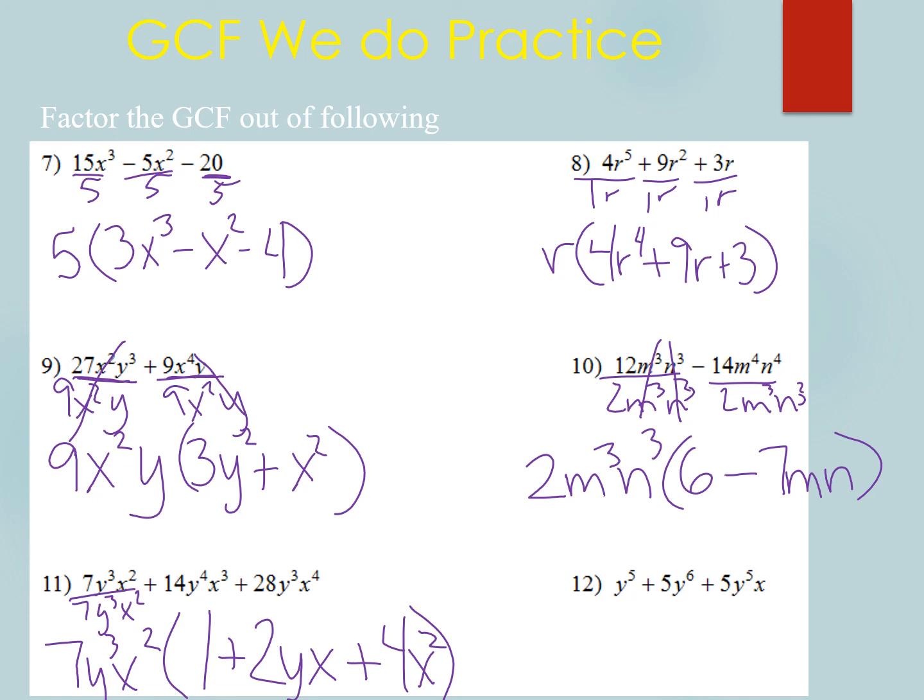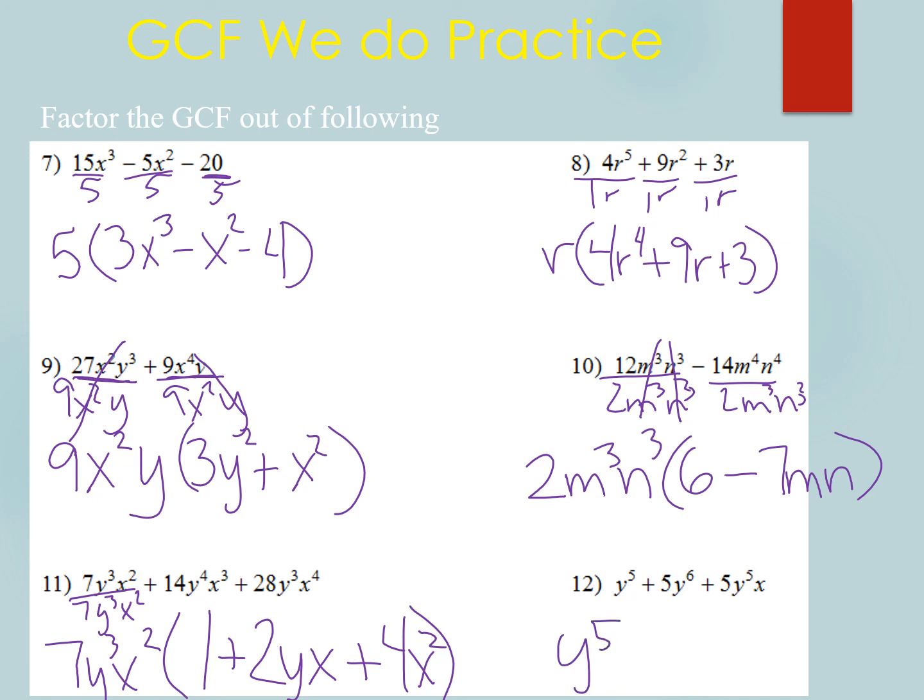Okay, one more here. When I look at this, the first term doesn't have a number, so it's just a 1. So if that doesn't have anything higher, then they don't have a number in common except for 1. So now I want to look, do they have variables in common? Well, all 3 terms have y's. So I know they have some in common. And what do they have in common? They have 5 of them in common. So y to the 5th.